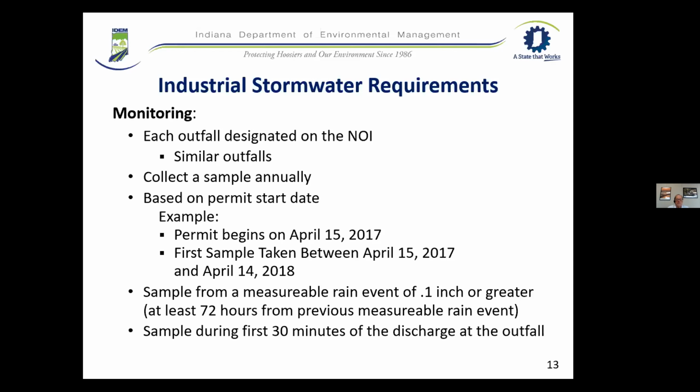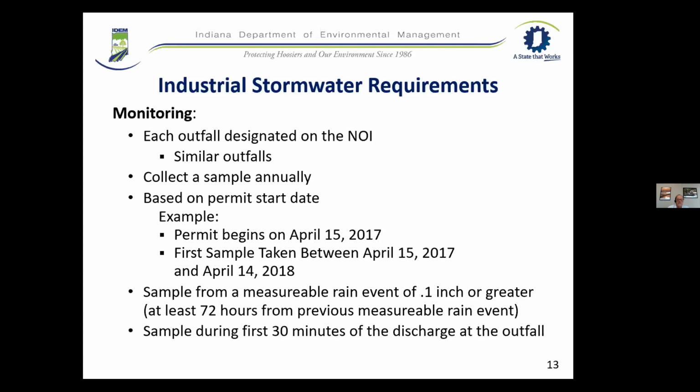And you have to sample during the first 30 minutes of a discharge at the outfall. Now, one thing we do run into once in a while, and we've had some discussions with operators at facilities, sometimes an operator will have a basin and the rain event may occur, but that basin may not discharge. It may not discharge in the first 30 minutes of that rain event. It may discharge an hour, say an hour after the rain started. Well, if that outfall at your basin is your outfall in your permit, then it's acceptable to take that sample.